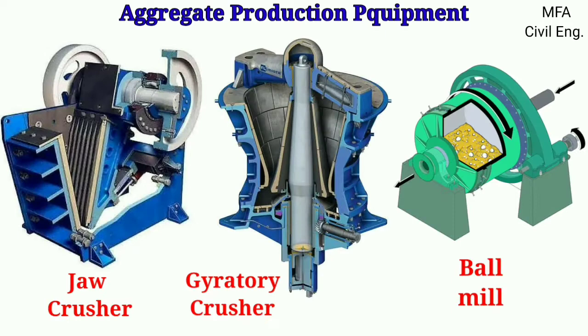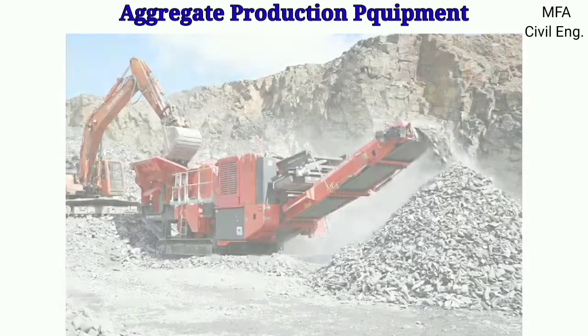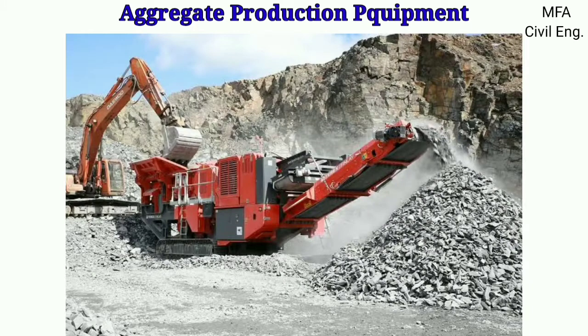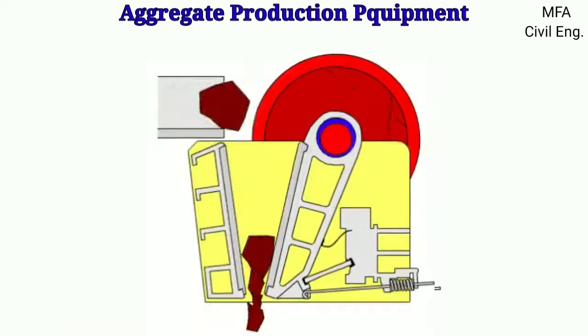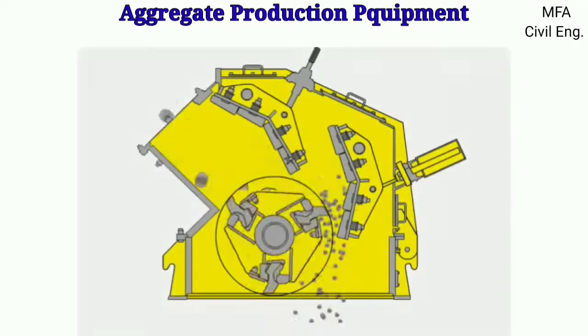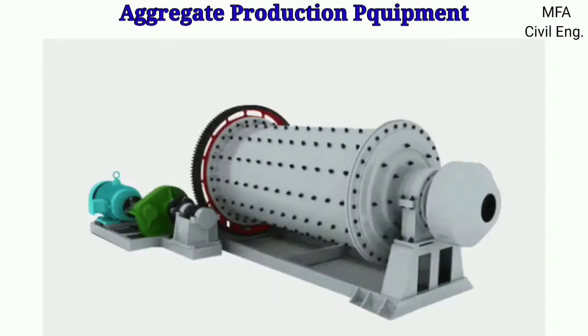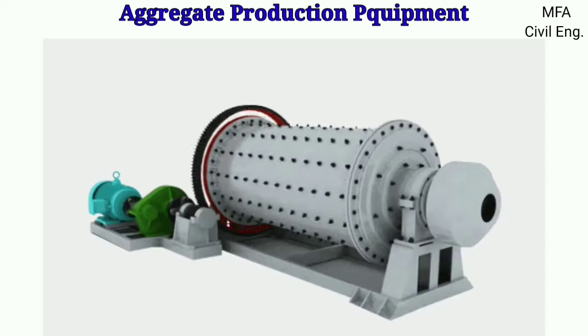For the production of the aggregate, different types of crushers are used. Crushers are used mainly to reduce the size of the large stone or rock to a smaller, uniform size aggregate required for the concrete mix. Crushing consists of pressure, impact, attrition, or a combination of these operations.